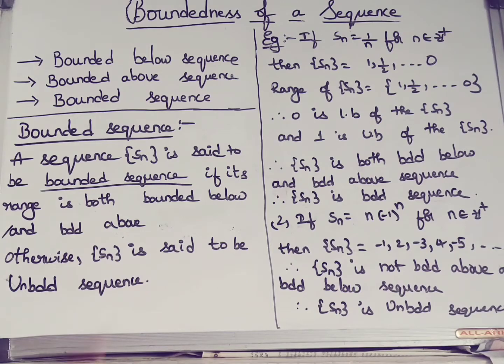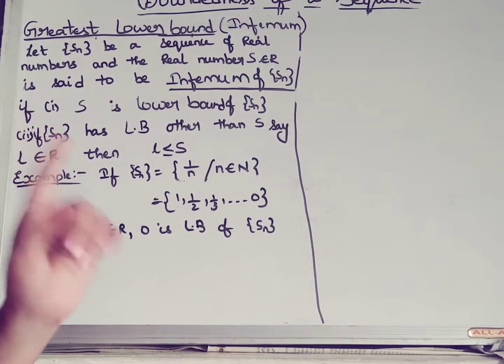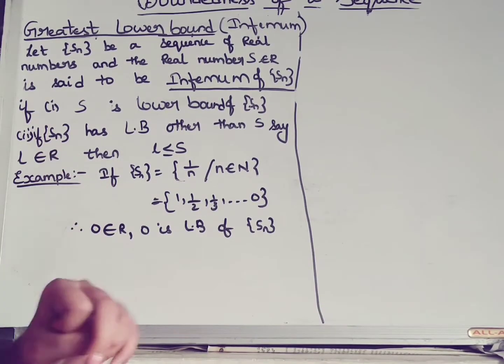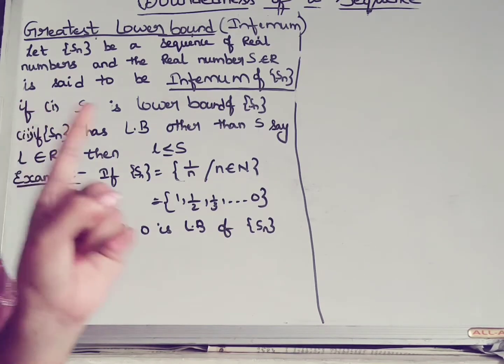This is the example for an unbounded sequence. Here we have two more definitions: greatest lower bound and least upper bound. These two definitions are based on these topics only. First definition, greatest lower bound. This is also known as the infimum of a sequence Sn, the greatest lower bound of a sequence Sn.